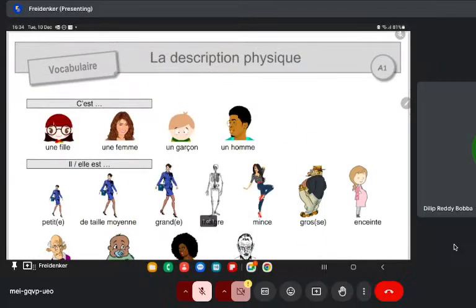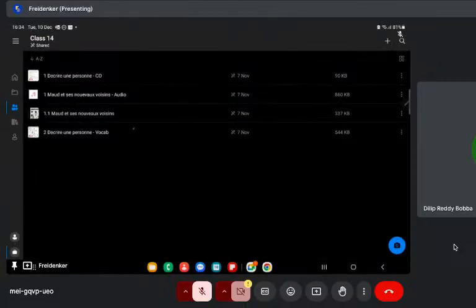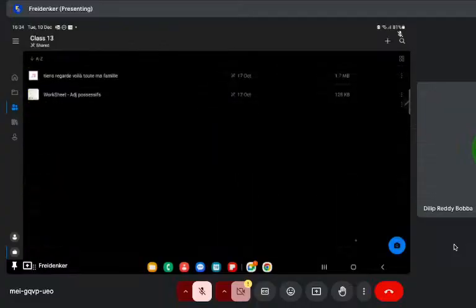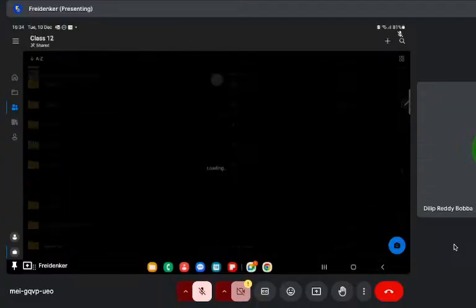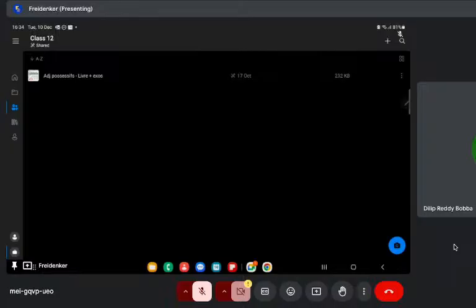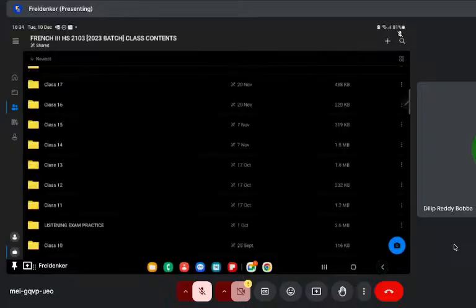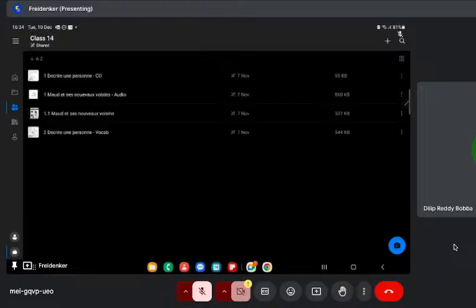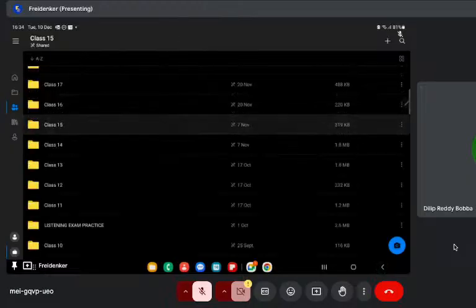Okay, nice. Enough vocabulary. La description physique, so physical description. So you will probably be expected to know at least most of them. These are the common ones. Where was I again? I was in 12. No, 13. Oh, 13 I did. 14 is something that we just did right now. 15.